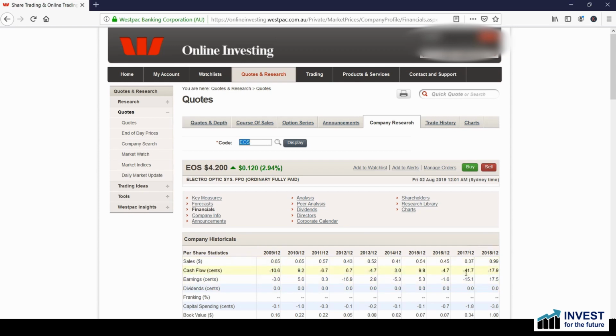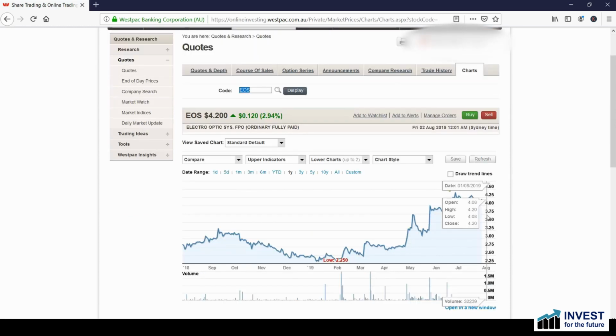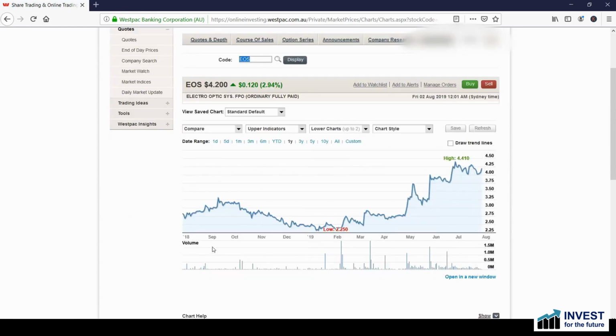Got no idea what its share price has done in the last 12 months. Could have a look at a chart, I suppose, and find out. Oh, well, there you go. It's gone from $2.50 odd, $2.75 up to around $4. Well, that was good, wasn't it? So that was an okay stock.